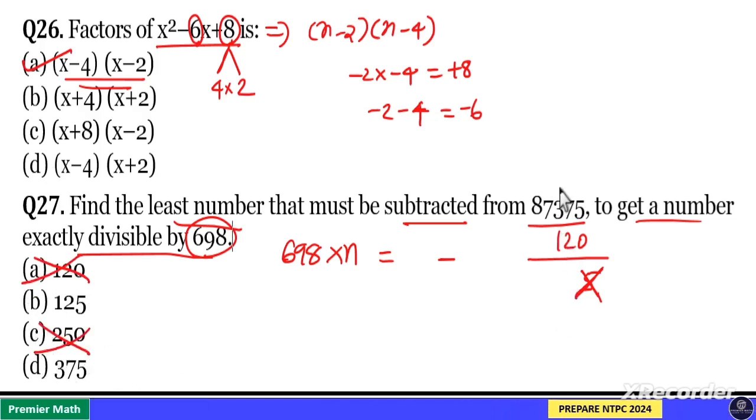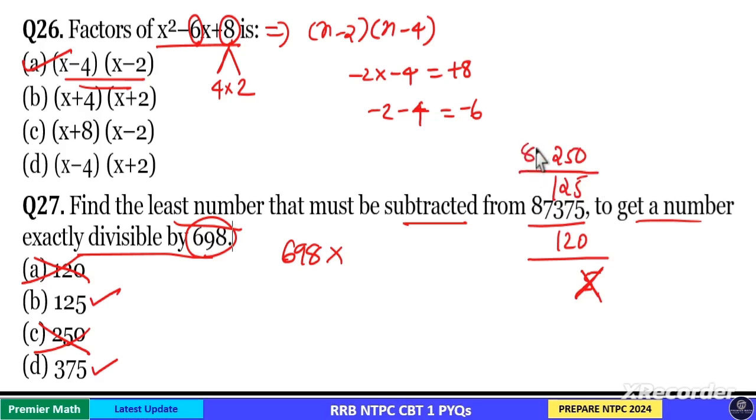Option A eliminated. Same way, 250 is also eliminated. When you subtract 250 from 87375, the unit digit will be 5, which is also not possible. So either it will be 125 or it will be 175. Let's check. If you subtract 125 from 87375, you get 87250.